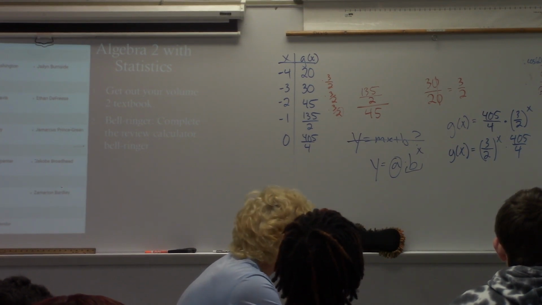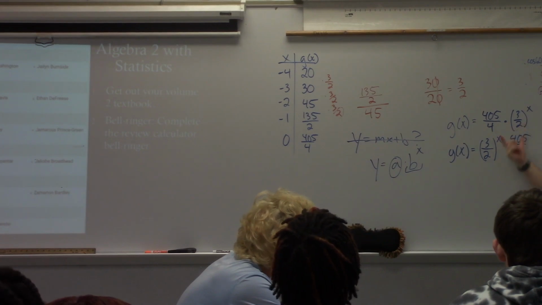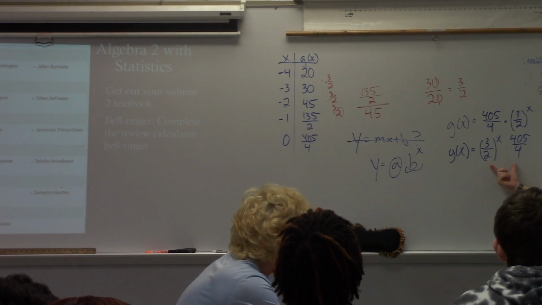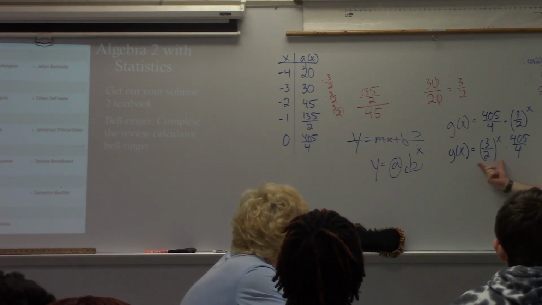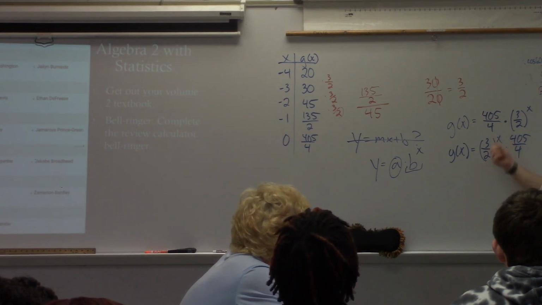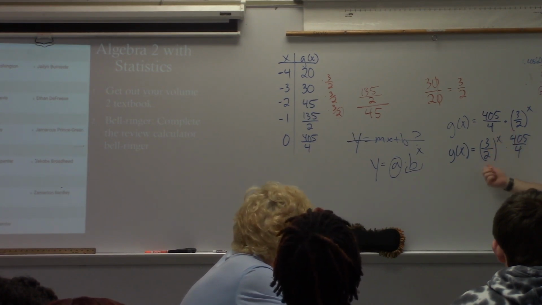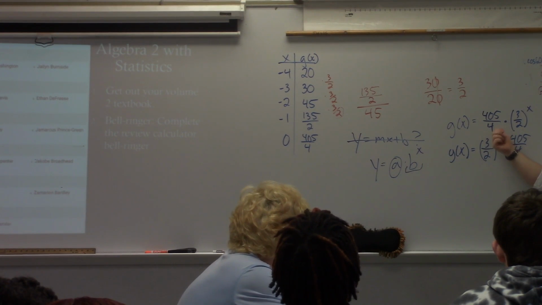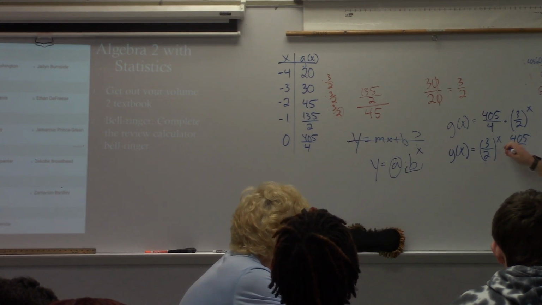I will point out this is something we want to note. Think about it this way. In this equation, even though we've reversed the order, what's being repeatedly multiplied? And how do we know? How do you know that 3 halves is being repeatedly multiplied? Because the variable exponent. Right, so pay attention to that. The variable exponent is what tells us what's being repeatedly multiplied, because an exponent is the idea of repeated multiplication, which leaves the 405 divided by 4 as still the y-intercept.